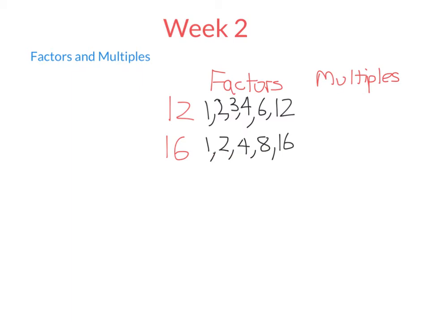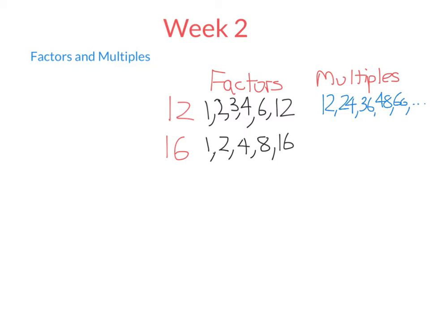All right, multiples, on the other hand, are bigger numbers. You just count up by that number. So to find the multiples of 12, I just count up by 12. So there'll be 12, 24, 36, 48. Actually, multiples go on forever, so we can't write all of them. I'm just going to write the dots because they go on forever.